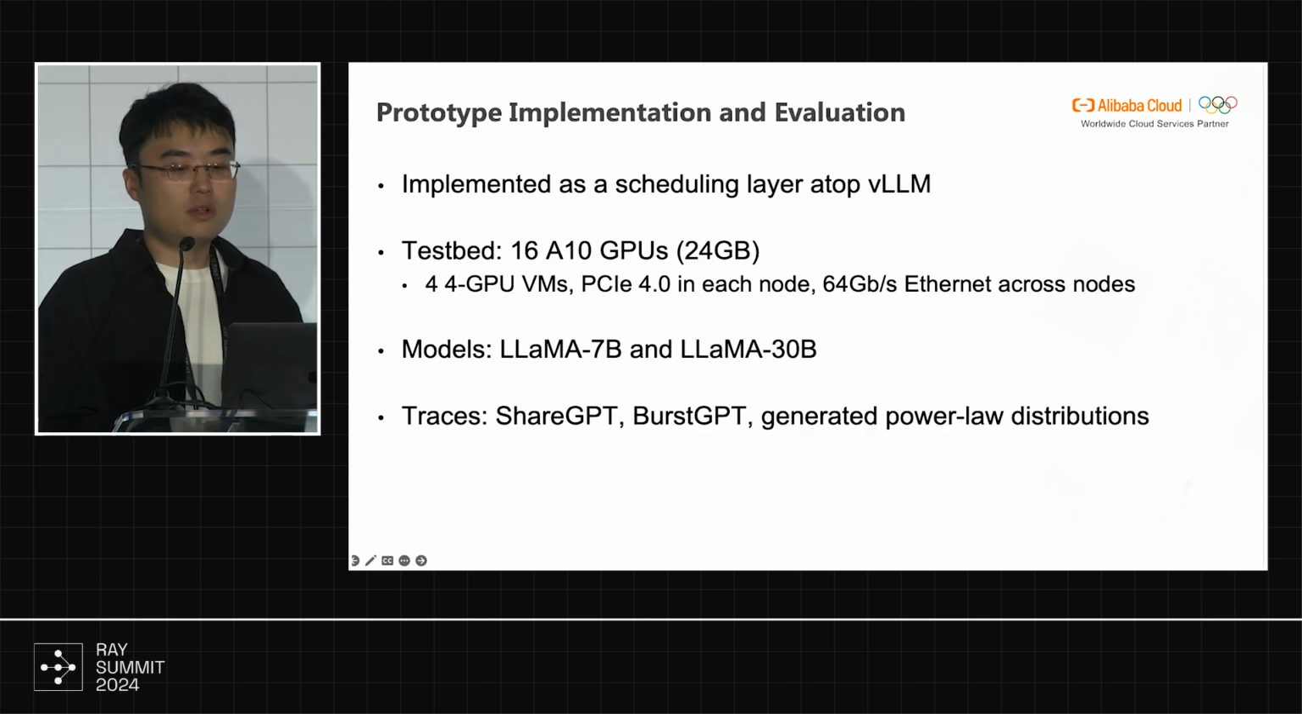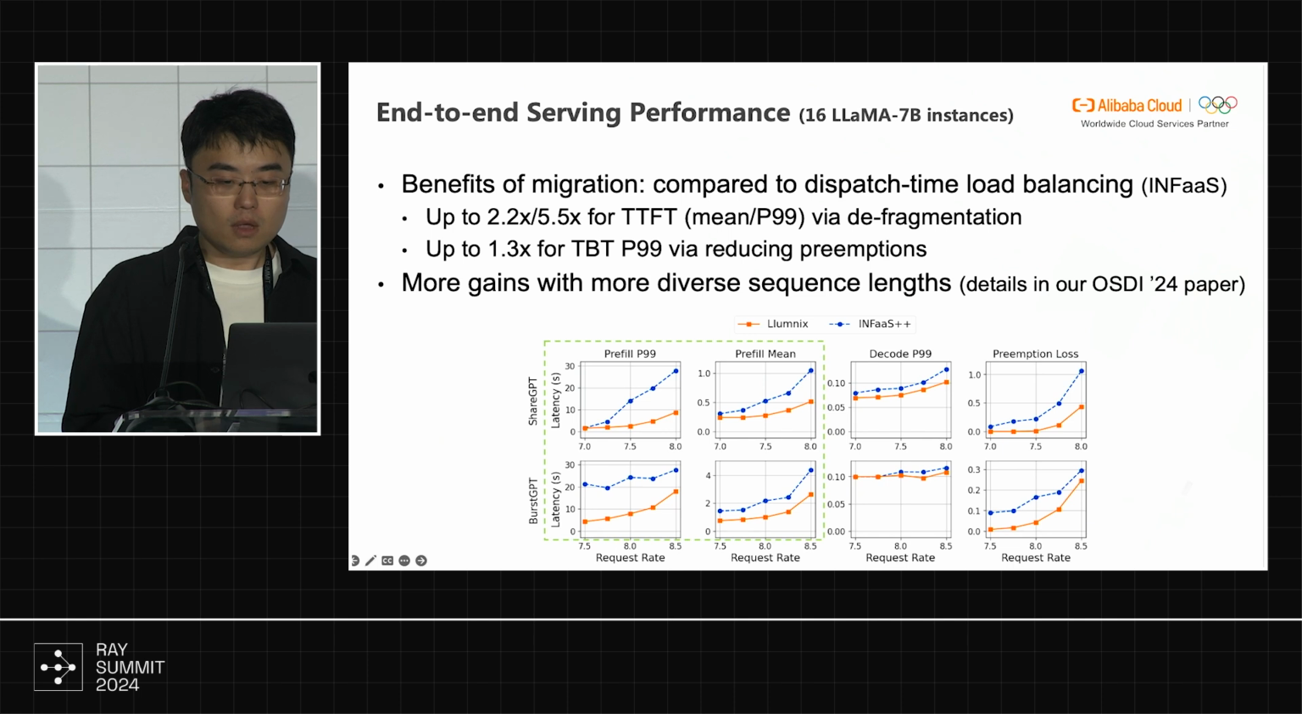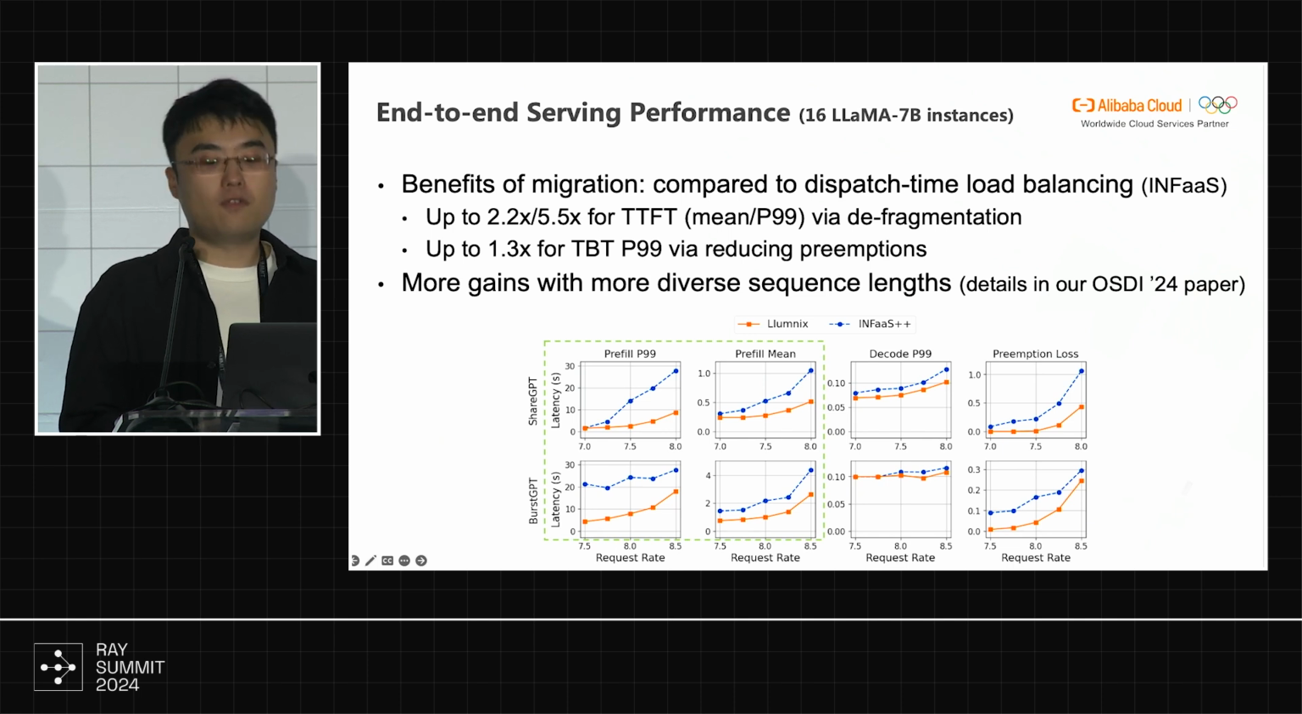Llumnix was originally a research project, so we built a prototype implementation to evaluate the effectiveness of our idea. It was implemented as a scheduling layer on top of multiple instances of vLLM. We evaluate it on a cluster with 16 A10 GPUs using popular Llama models. We compare the serving performance of Llumnix with INFaaS, a system that implements explicit load balancing for dispatching.